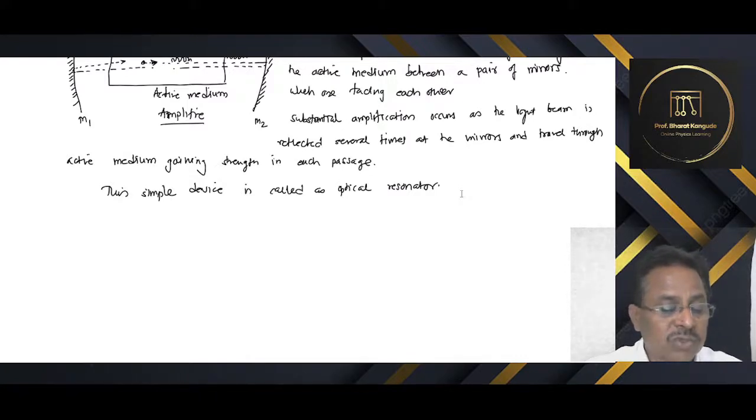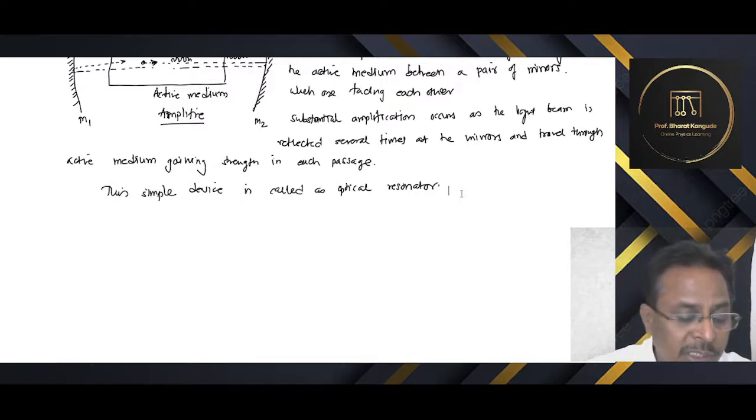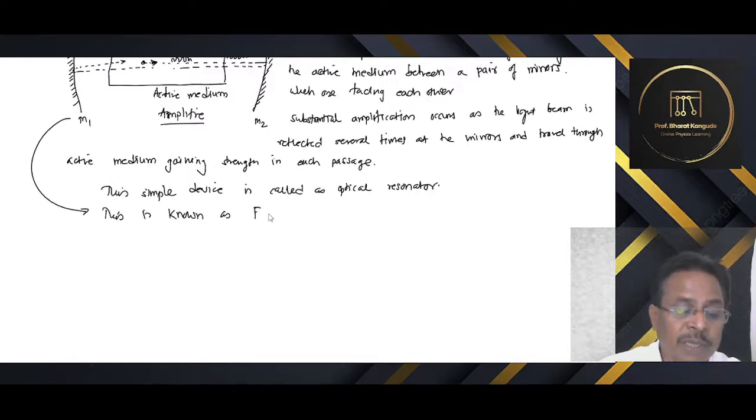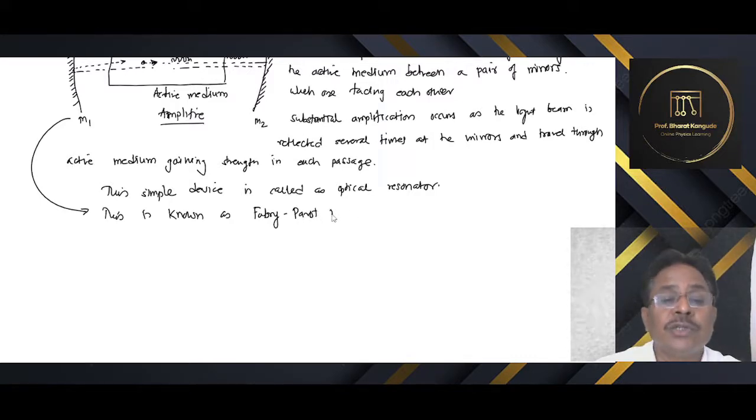This structure is actually an open resonator, as shown in the diagram. Its sides are open, only the two ends are closed, where two mirrors have been kept, and it is also known as a Fabry-Perot resonator. So this device which we have shown here is named the Fabry-Perot resonator, P-E-R-O-T.